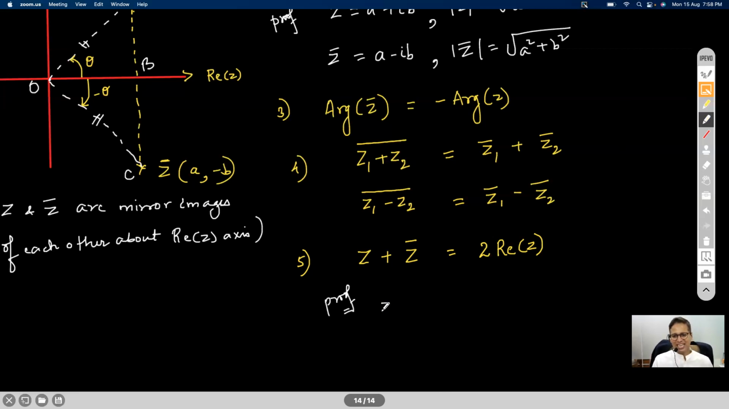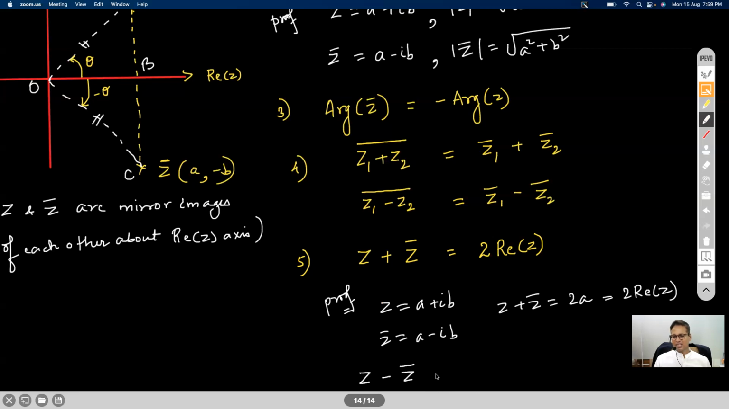So if I take z as a plus ib, what will be z conjugate? A minus ib. What will happen when you add them? You get 2a, and that is 2 times the real part of z. Similarly, z minus z conjugate will give you i times 2 times the imaginary part of z.